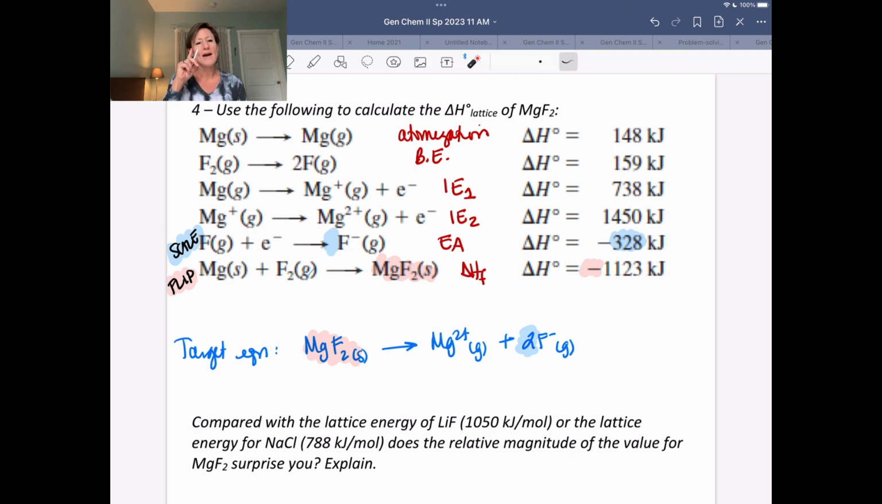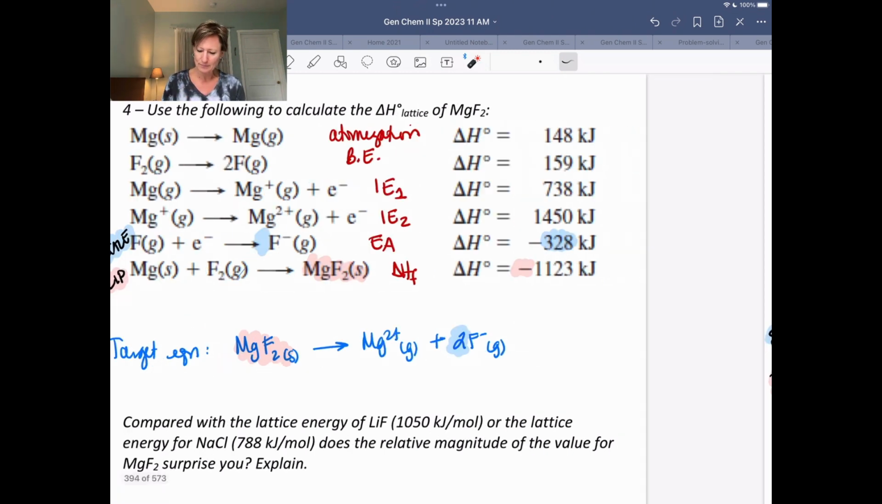So if you want, go ahead, pause the video, try writing those in their flipped and scaled forms for yourself, see if you get the same pieces, and then what we're going to do is go through and see if we can cancel everything out to get our target equation.